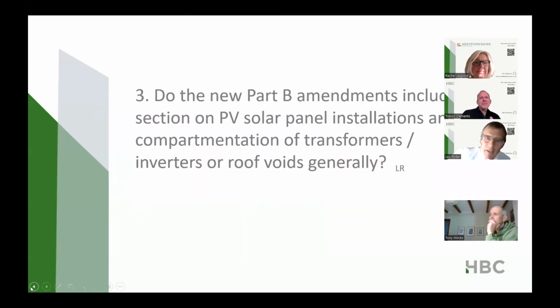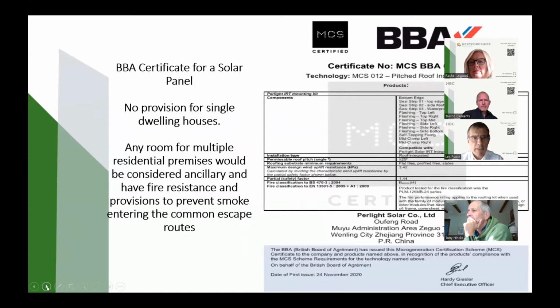Right. Okay. So does the new Part B include a section on PV solar panel installations, compartmentation, roof? No, it generally doesn't, but it revolves around the information that's already there. You go on to the next slide, Rach. So this is relatively a quick one. There's no provision in single houses.